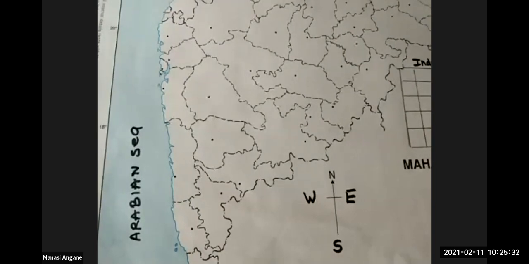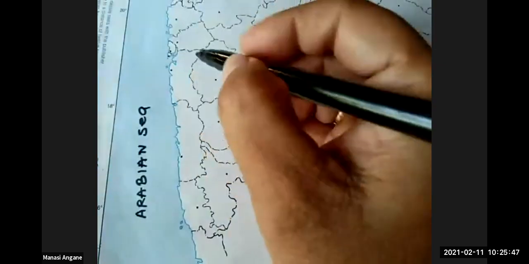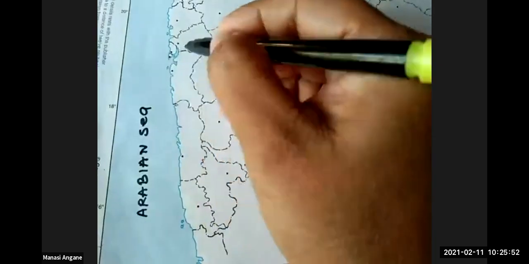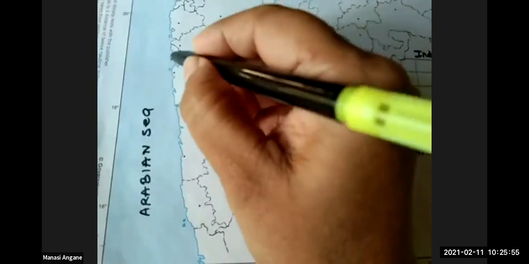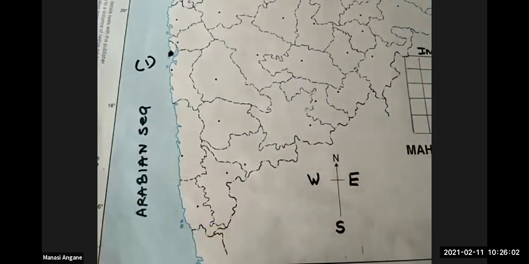First thing is Mumbai. Now Mumbai comes where you have to go near the coastline. The Mumbai is there in the coastline. This is the map of Maharashtra. So here somewhere Mumbai is there. Okay. So here is Mumbai, and here you will write 1. So Mumbai is number 1, as it is asked, and then you can write also over here Mumbai.